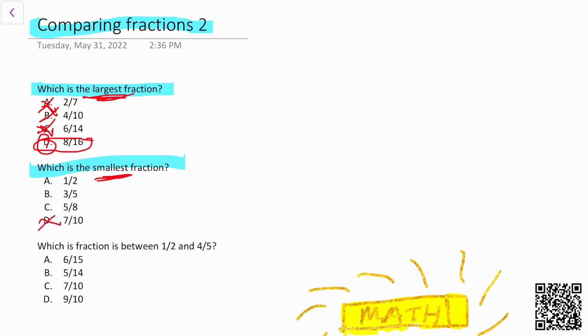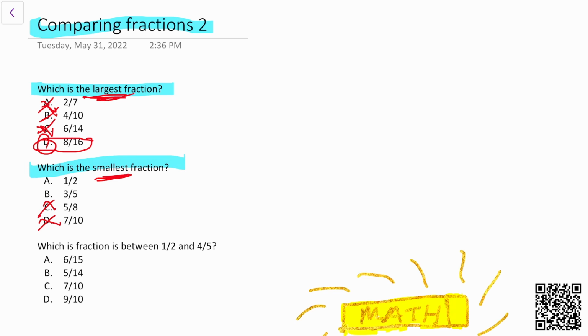So automatically D is out because we compared it to A and A is smaller and we're looking for the smallest. Alright, now look at C. C is also more than 1/2 because 1/2 of 1 in this situation is 4/8, not 5/8, so that's more than half. So C is also out.